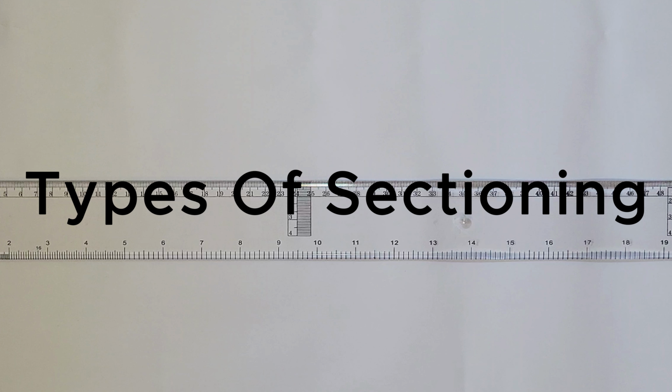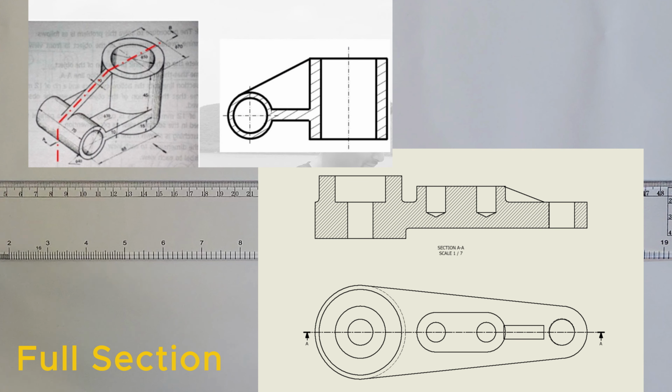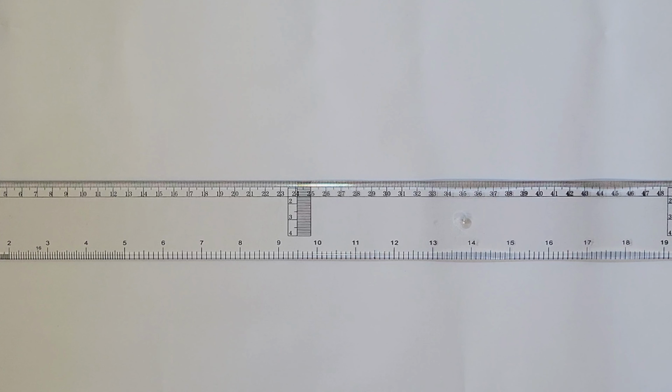Types of sectioning. Now let's go deeper and learn about the different types of sectioning you will often use in technical drawings. Full section. A full section means we imagine cutting through the entire object along one straight plane. We then draw the whole inside view as if we sliced it open.